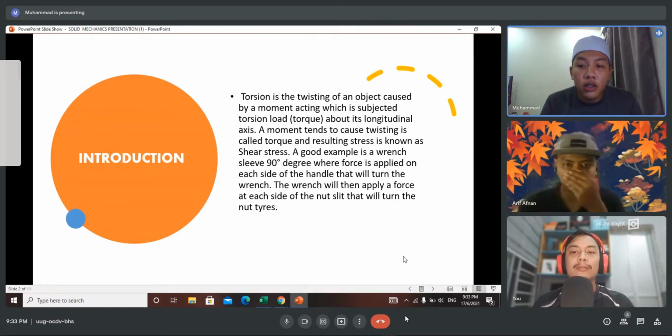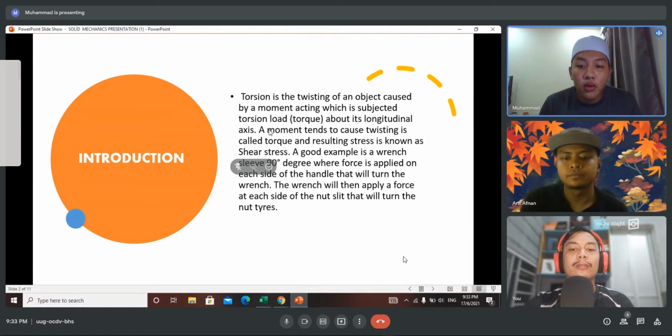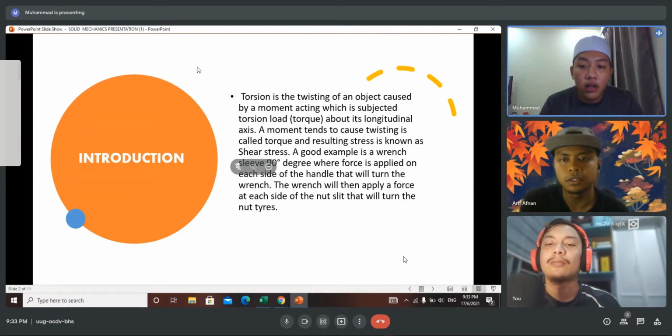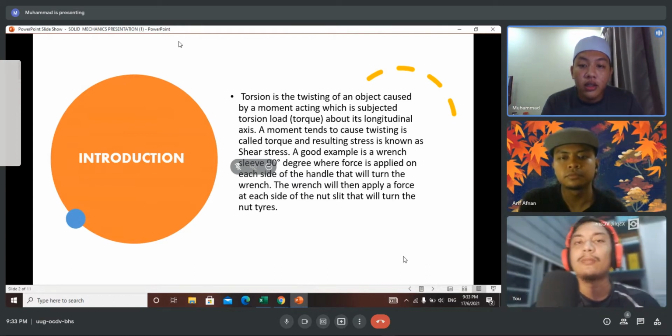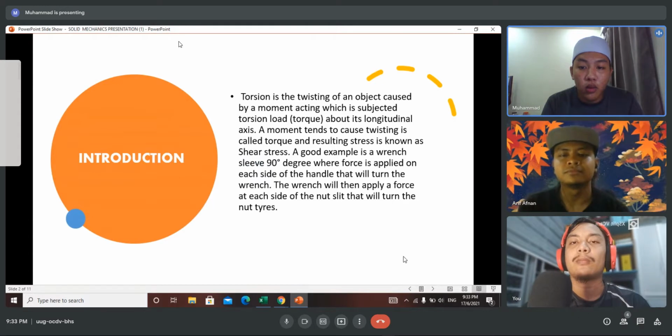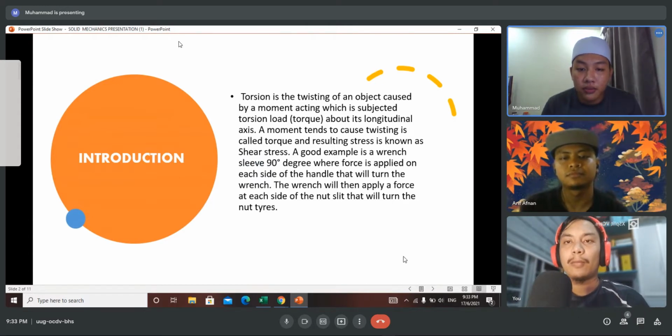A good example is a 90-degree wrench sleeve, where force is applied on each side of the handle that will turn the wrench. The wrench will then apply a force at each side of the nut slot that will turn the nut.